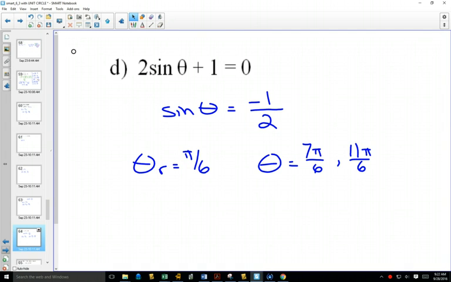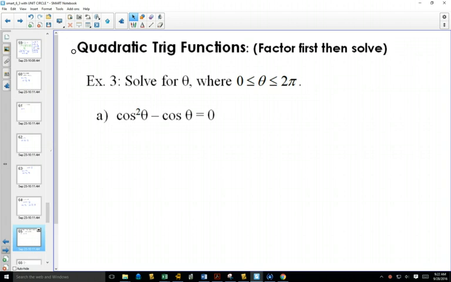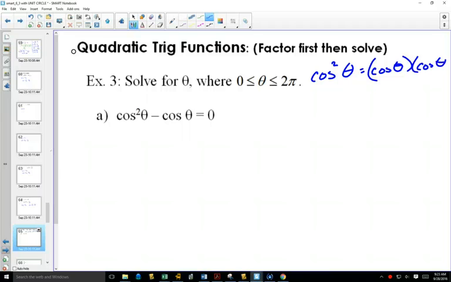So these first set were straightforward ones. The first two were already solved. This last one we had to do a little bit of work. But we will also get some questions where we will have quadratics. And in quadratic trig functions, you have to factor. A reminder of notation that when we write cos squared, this means cos theta times cos theta, the squared is in between the word cos and the angle theta.